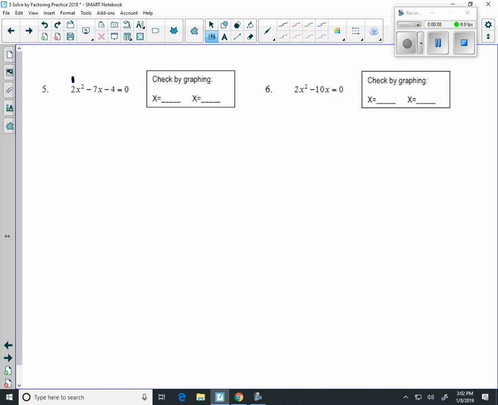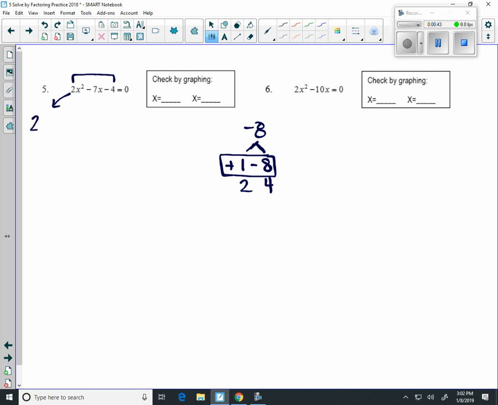Again, we're going to start by multiplying A and C. 2 times negative 4 is negative 8. If we're multiplying to a negative, then we need a positive and a negative. So I'll have to play with that in a minute. Our factors of 8 are 1 times 8, and then 2 times 4, and that's it. So if I'm going to add to negative 7, I'm going to need a positive 1 and a negative 8. That's my combination.